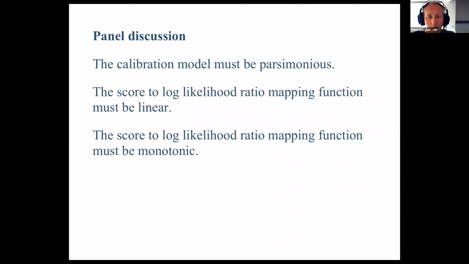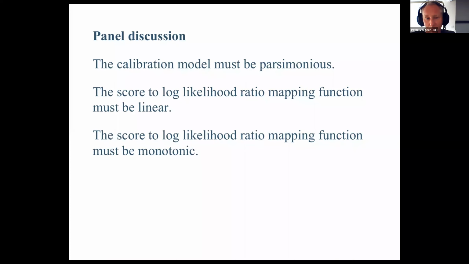And a score to log-likelihood ratio mapping function should be monotonic. It really depends on how you understand the score. Most people understand the score meaning small scores relate to Hd, different source, and large scores relate to Hp, same source. And in that sense, yes, then you expect a monotonic mapping function.